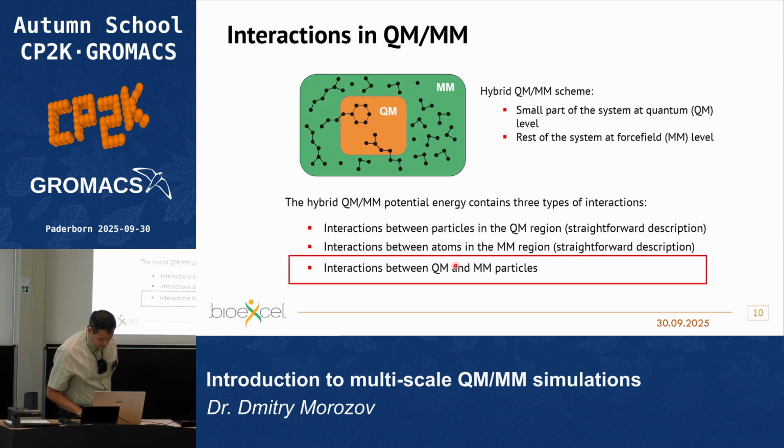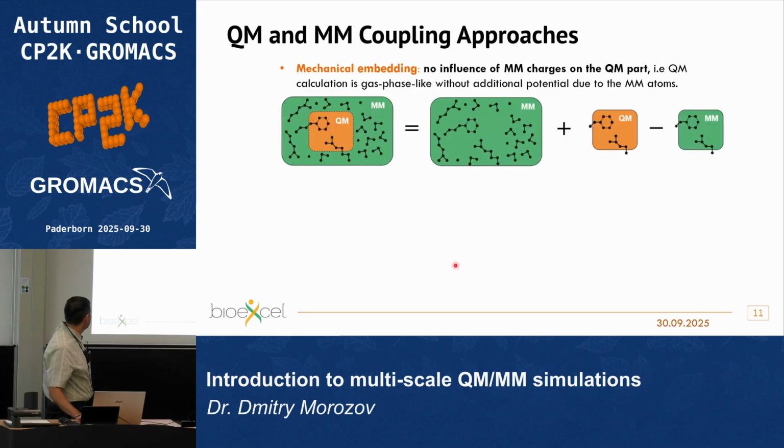Okay. Now the third type is the interaction, how you organize the interaction between your QM and the MM subsystems. And this is what makes the QM/MM interface very special.